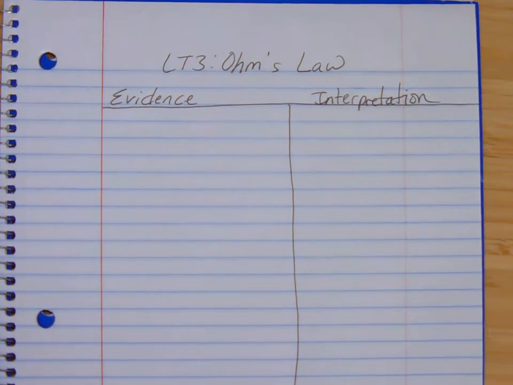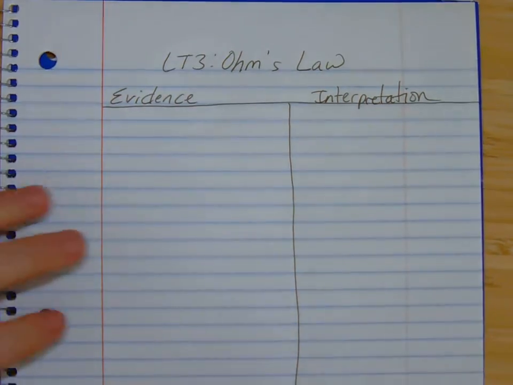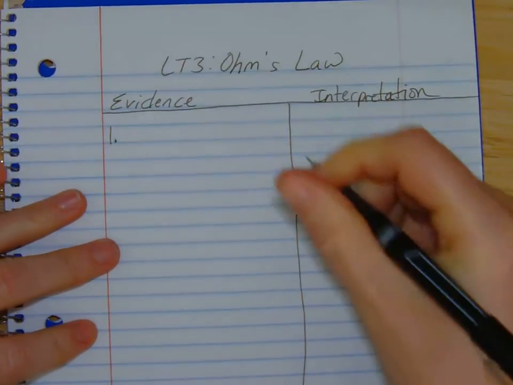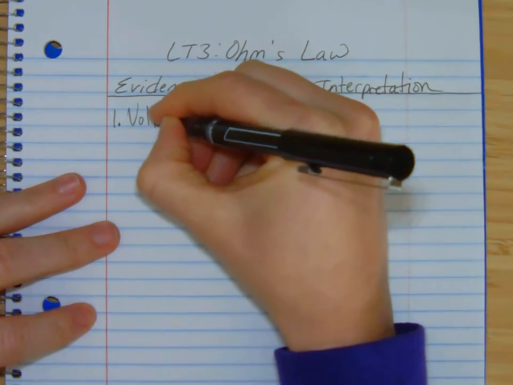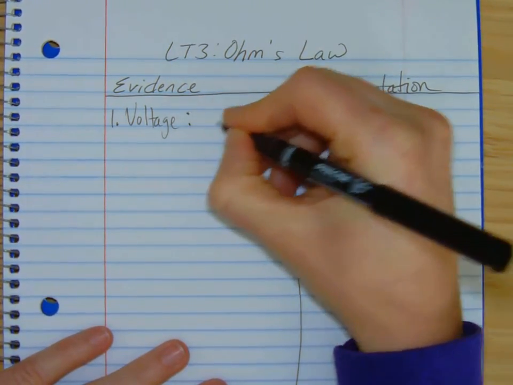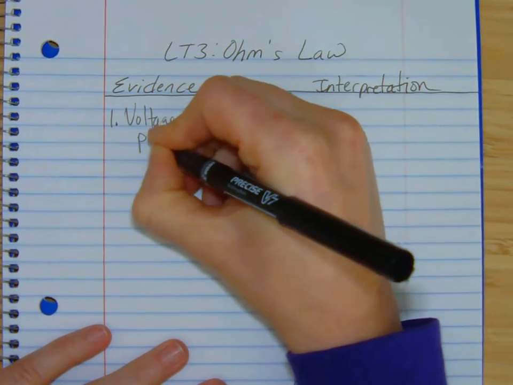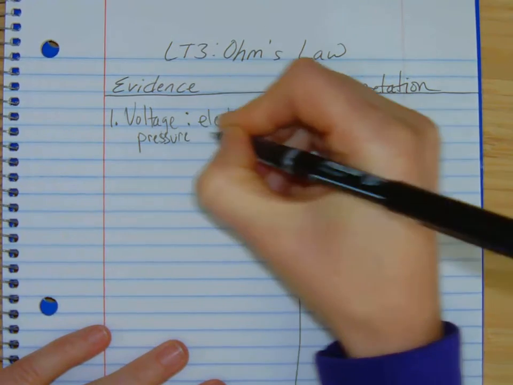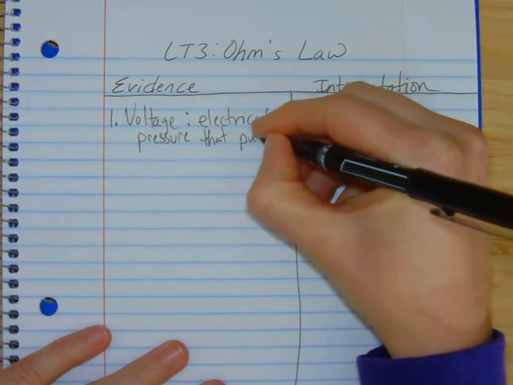But before we do that, we would need to discuss what is this voltage, current, resistance. And so we'll start out with just some definitions. And voltage, think of that as the electrical pressure, okay, the electrical pressure that pushes electrons through a circuit.